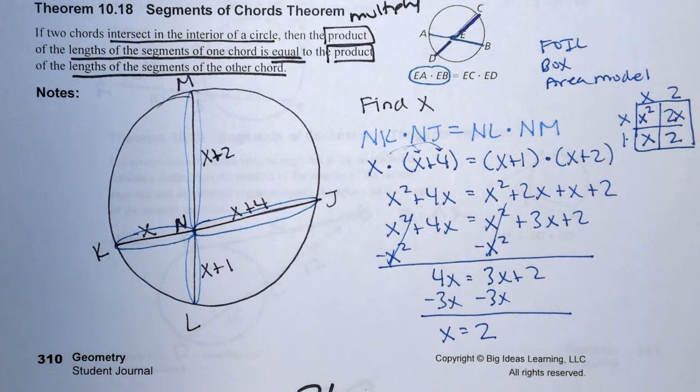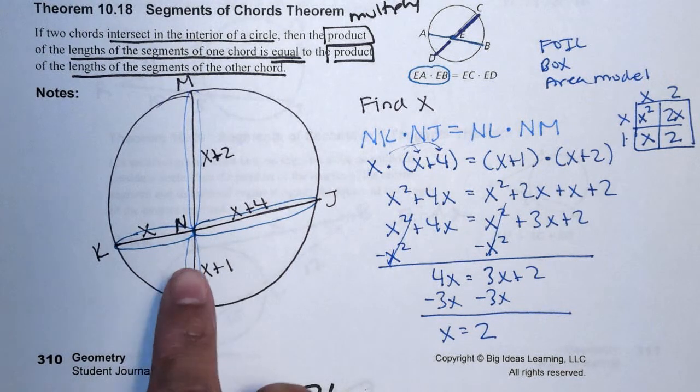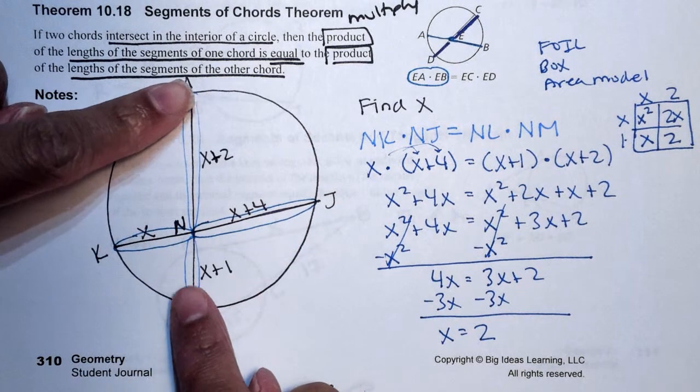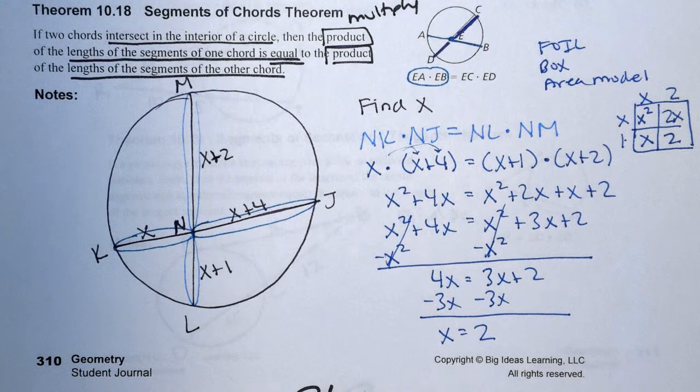And so, again, you will need to know how to FOIL, use area model, or box method in order to know how to expand or multiply polynomials, or binomials in this case, as well as knowing how to distribute. And that is using the theorem segments of a chord. Knowing that you have to multiply 2 sections of a chord will equal the product of the other 2 sections of another chord. And so let's go on to our next page.